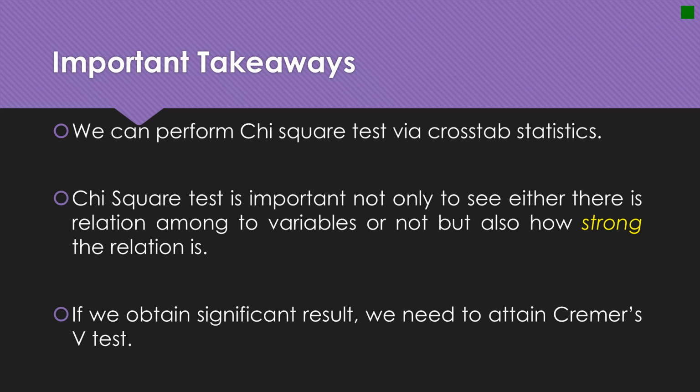Lastly, if we obtain a significant value, we need to check the Cramer's V as well. As we have seen in the previous slide, the Cramer's V value is 1, which shows that there is a strong relation. And if the Cramer's V value is near to 0, it shows that it will be a weak relation.